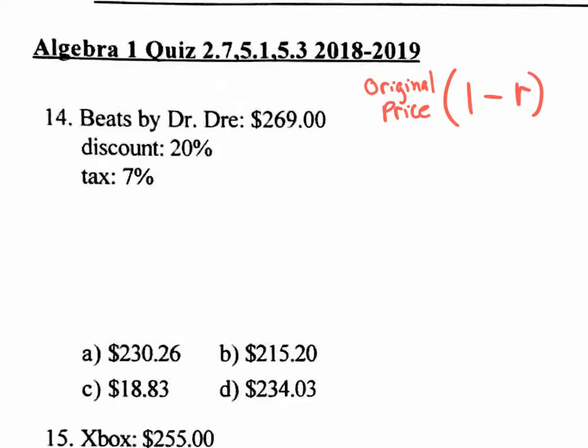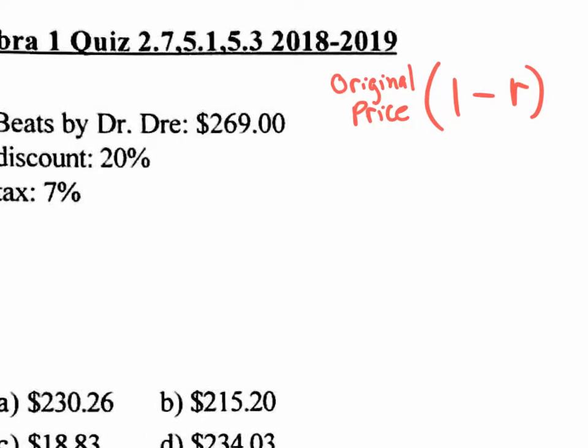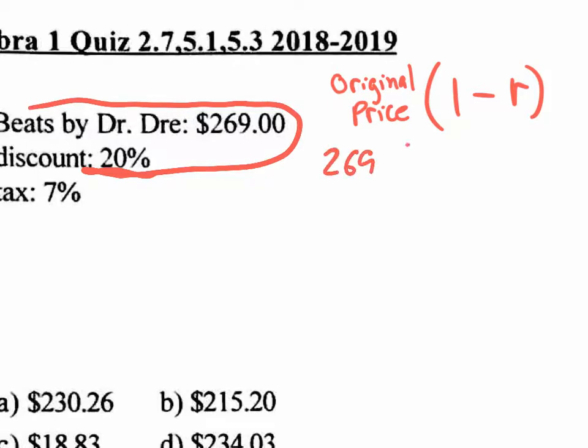So we're going to use the formula original price times 1 minus R. That is because we want to calculate the 20% discount of the original price. So we want to do that first part. The original price is $269. Put parentheses, put 1 minus R, which is 20%, but you have to write it as a decimal, not as a percent. So you have a decimal at the end of the 20, move it 2 spaces. It's always 2 to the left, and you end up with 0.20. So you can put 0.20 right there.